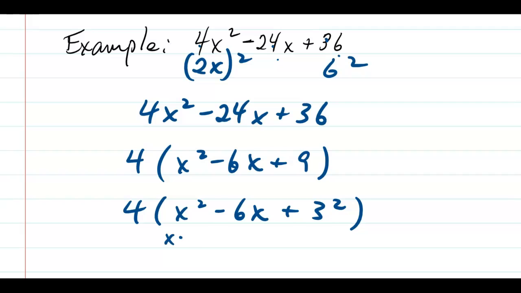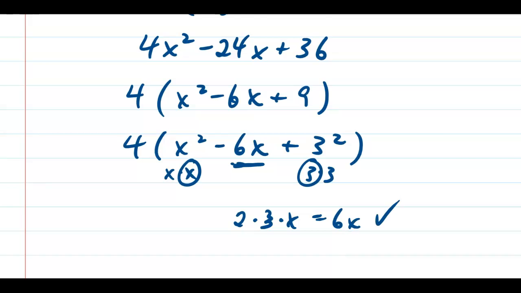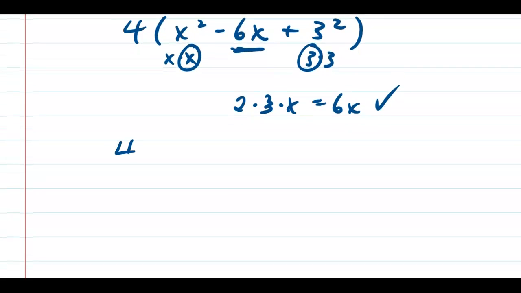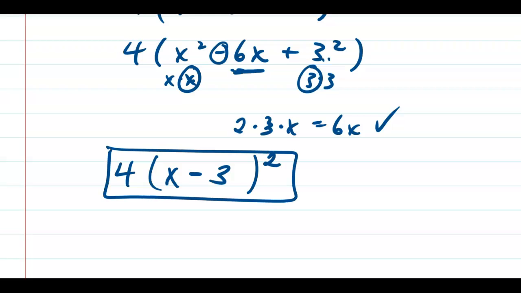So it looks like we've got our x times x. That's a perfect square. And then the 3 squared, clearly, that's 3 times 3. That's a perfect square. Question is, is this 6 a product of 3 times x times 2? 2 times 3 times x is 6x, isn't it? Check, that works. So in this case, we've got our GCF 4, and the x times x, the x squared, that gives us an x here, and the 3 over here gives us a 3. Now this is a minus 6x, isn't it? So we need a minus 3 here in this case, and we're done.